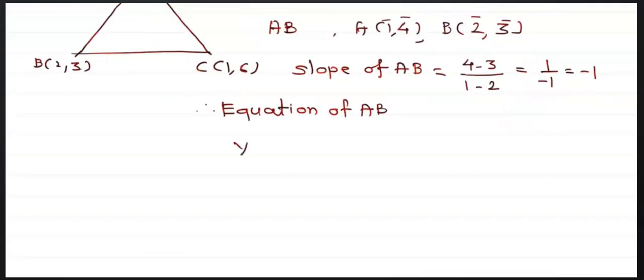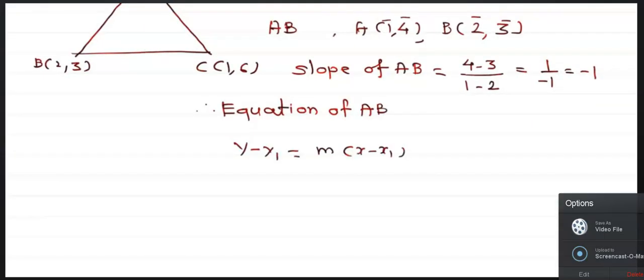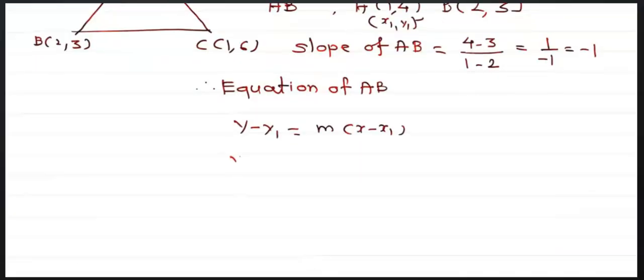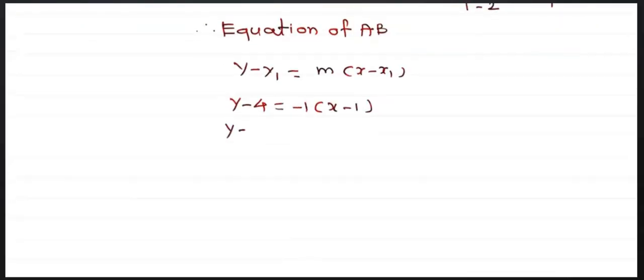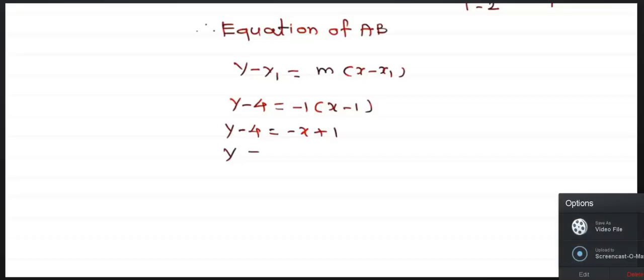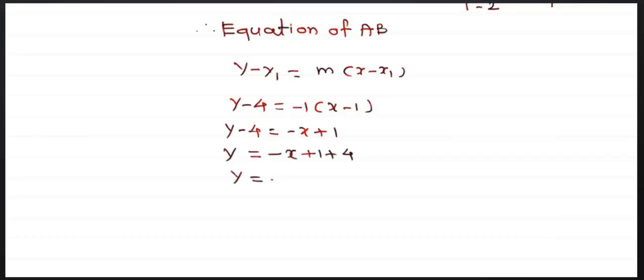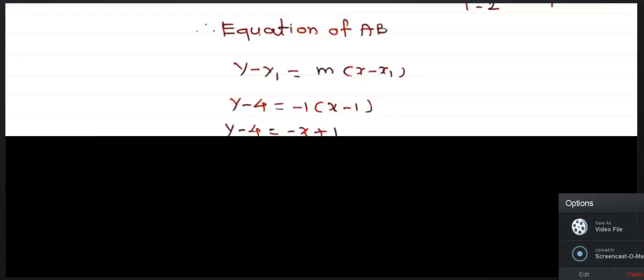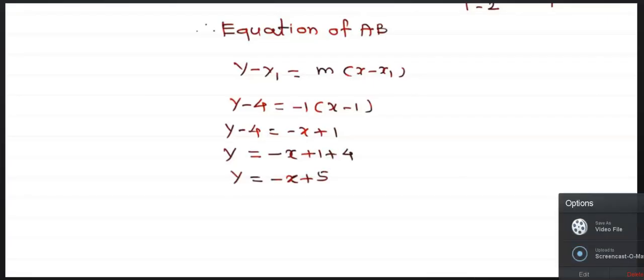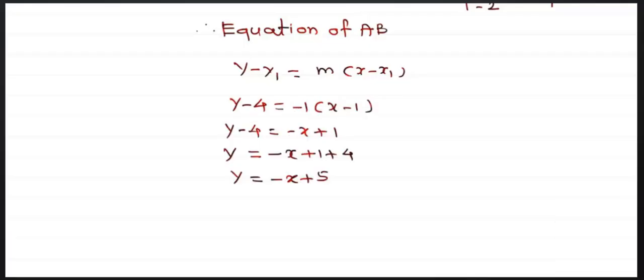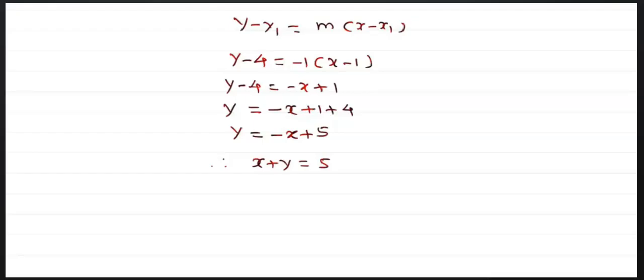Now the equation of AB: y minus y1 is equal to m in bracket x minus x1. Taking slope minus 1, y minus 4 is equal to minus 1 in bracket x minus 1. So y minus 4 is equal to minus x plus 1 plus 4. Y is equal to minus x plus 5. X plus y is equal to 5. This is the equation of line AB.